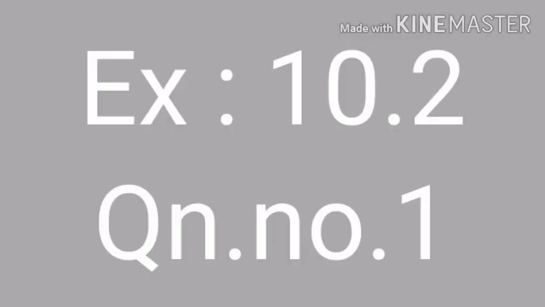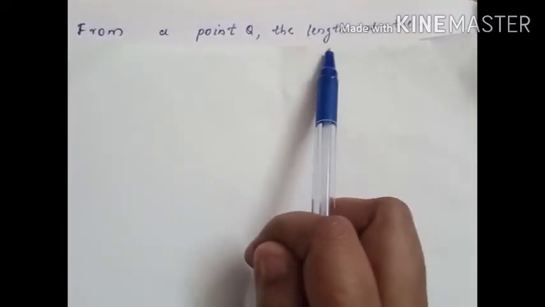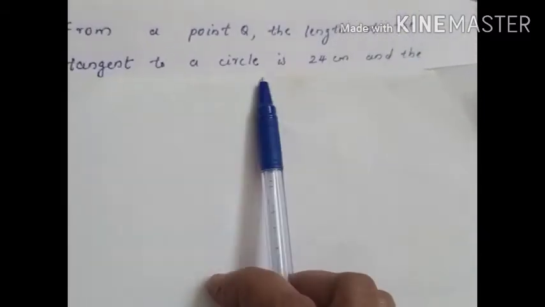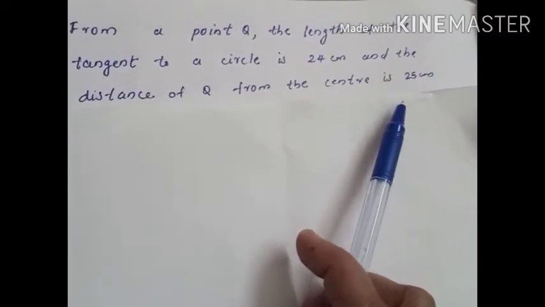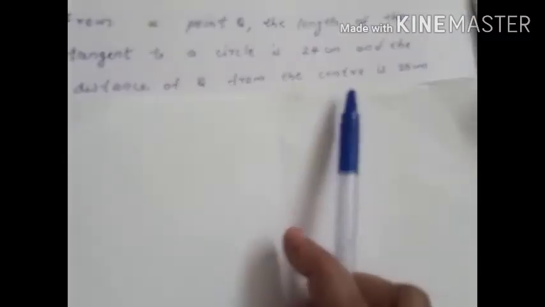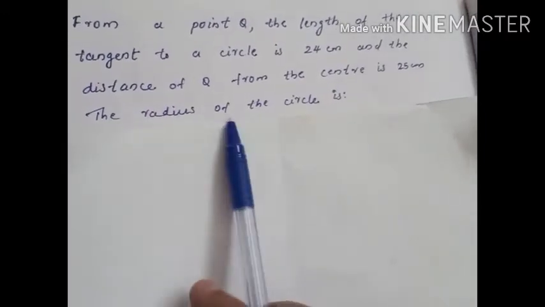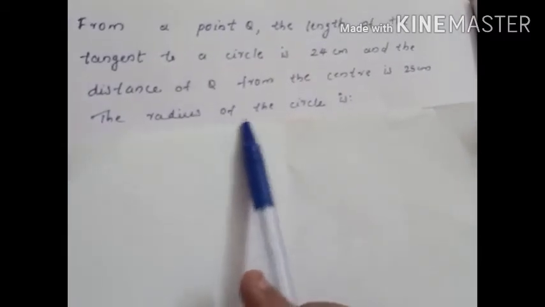In this session we will discuss the remaining exercise questions, that is now exercise 10.2 question number 1. From a point Q, the length of the tangent to a circle is 24 centimeter and the distance of Q from the center is 25 centimeter. The radius of the circle is. We have to find the radius of the circle.